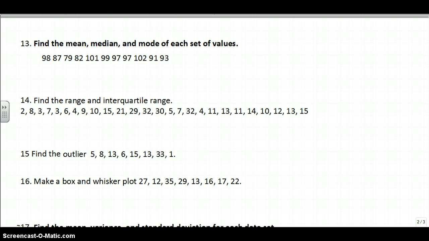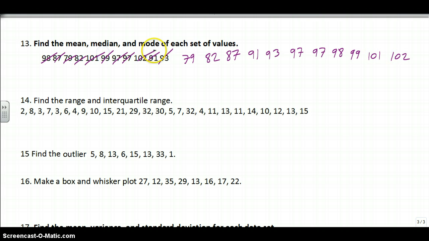Number 13 has us find the mean, median, and mode of each set of values. Probably a good idea to rearrange your data values. So we have 79, 82, 87, 91, 93, two 97s, a 98, a 99, 100, 101, and 102. I started with 11 numbers, and I ended up with 11 numbers.